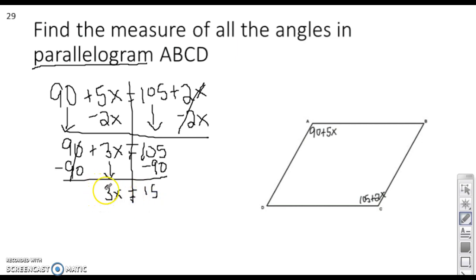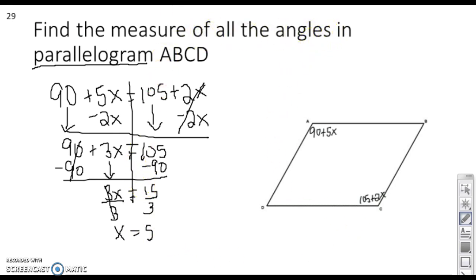Still trying to isolate that x, so now I need to get rid of the 3. Since it says 3 times x, the opposite would be to divide. So x would equal 5. Now that is not my answer. It doesn't say solve for x. It says find the measure of all the angles.